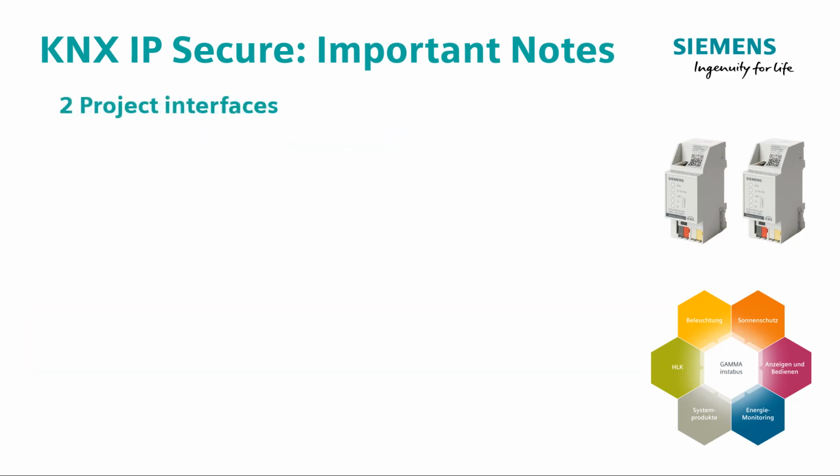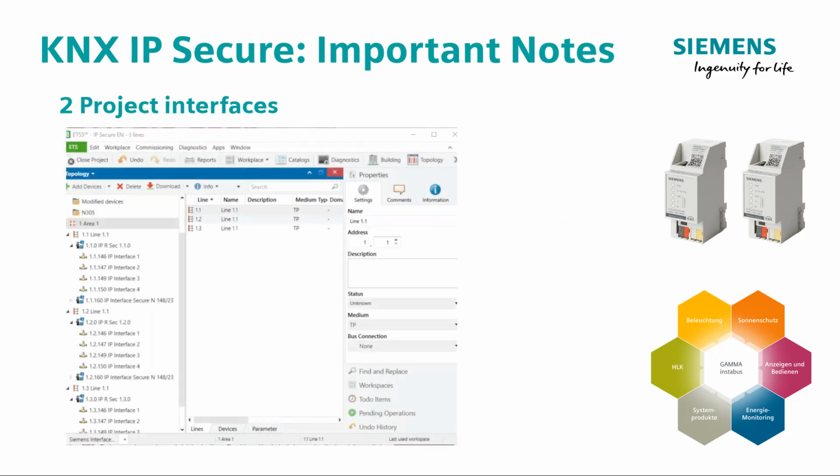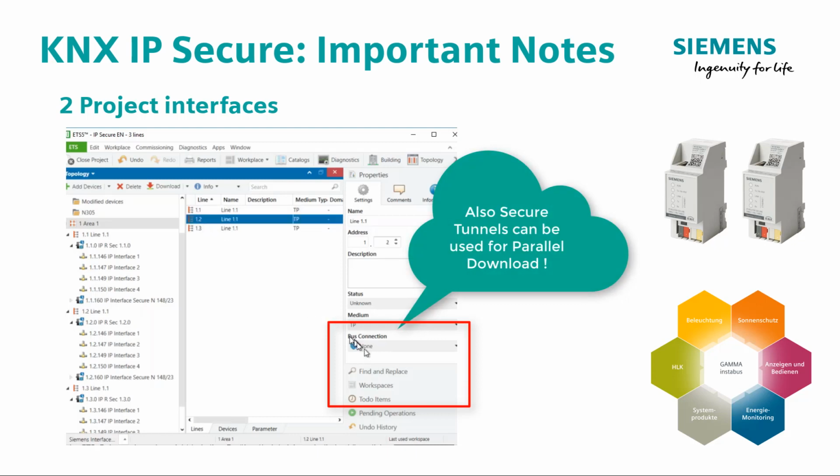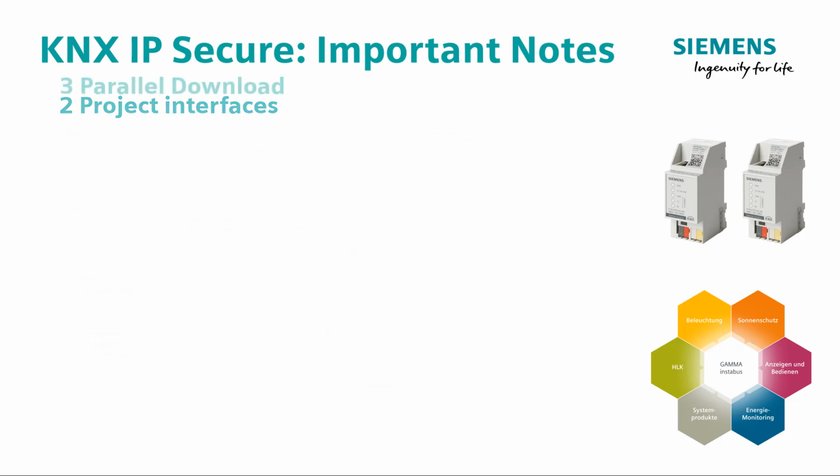2. Project interfaces. It is possible to define one of the KNX IP devices with local interface tunnels on a TP line as the line's project interface. This makes it possible to download each KNX device via the assigned IP interface tunnel that is closest to this bus device in the topology. That means normally installed on the same line as this KNX device.